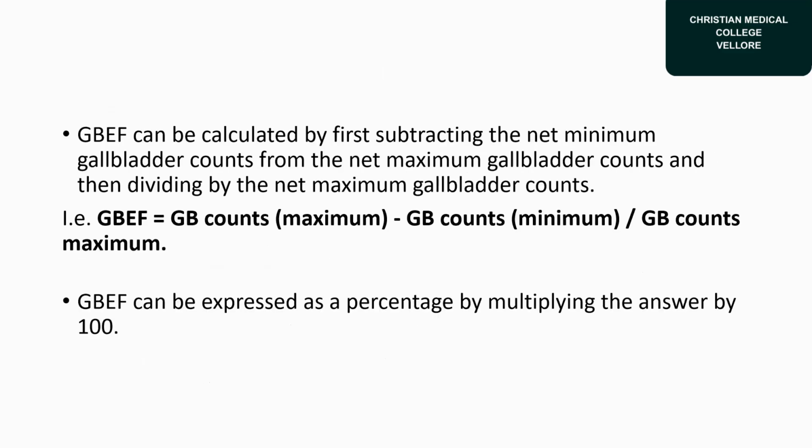So how do you calculate the GBF? You would take the maximum counts, that is just after injecting the Synclinide, and the minimum counts. The minimum counts would be at the end of the Synclinide infusion, what counts you get from the GB. You subtract both of them and divide by the maximum counts, times 100, which gives you the gallbladder ejection fraction percentage.